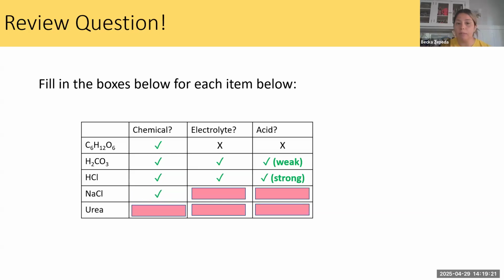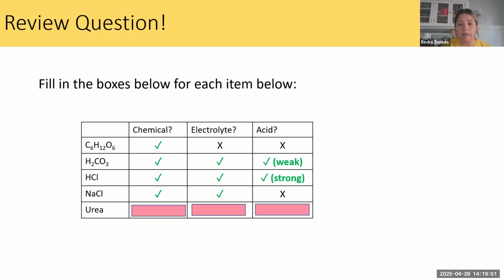Sodium chloride. Is it a chemical? Yes, of course it's a chemical. Is it an electrolyte? Yes, it is an electrolyte. It does dissociate in solution. But is it an acid? No, it's not an acid. It's actually a salt. The only way a chemical or an electrolyte can be an acid is if one of the ions that it gives off when it separates is a hydrogen ion. Sodium chloride does not have a hydrogen ion. It's just a sodium and a chloride ion. This is a salt. So it's not considered an acid.